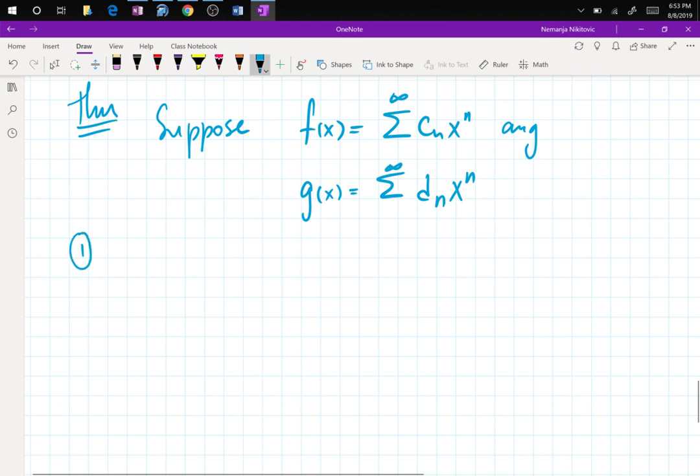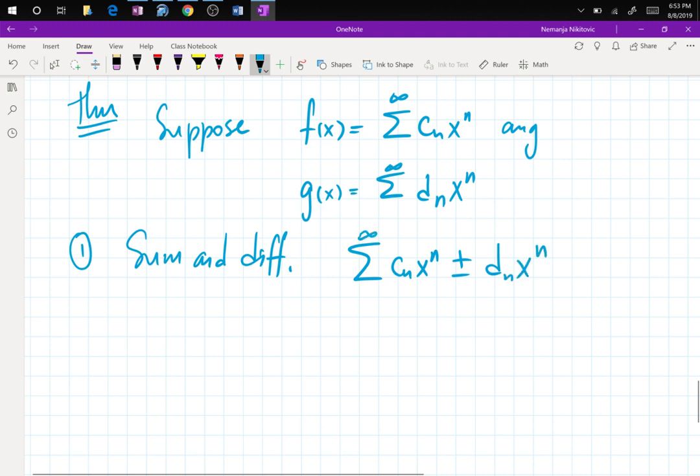So number one, sum and difference. If you have summation of Cn x to the n plus or minus dn x to the n, that's going to work out to be f of x plus minus g of x. Exactly what you expected on the other end. Remember how in my differential equation that I showed you earlier, I replaced the derivative with a power series, then I had minus, and then another power series for y, right? So you can combine these guys into a single power series.